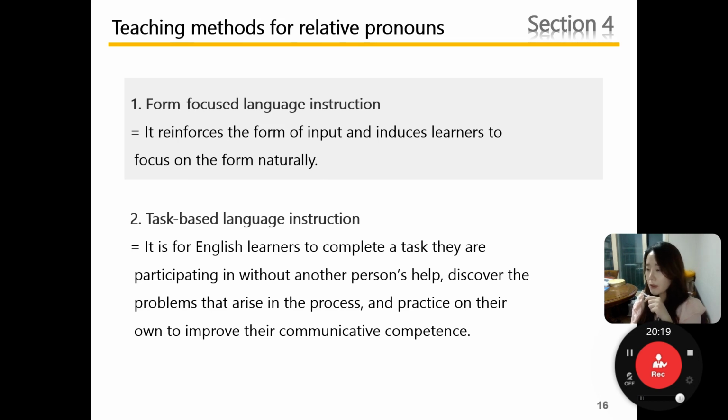Therefore, the teacher is required to have a systemized knowledge of the relative pronoun according to the different levels of learners, and to help them understand that the relative pronoun is not a grammar item to memorize, but a language form that differs in structure from their first language.